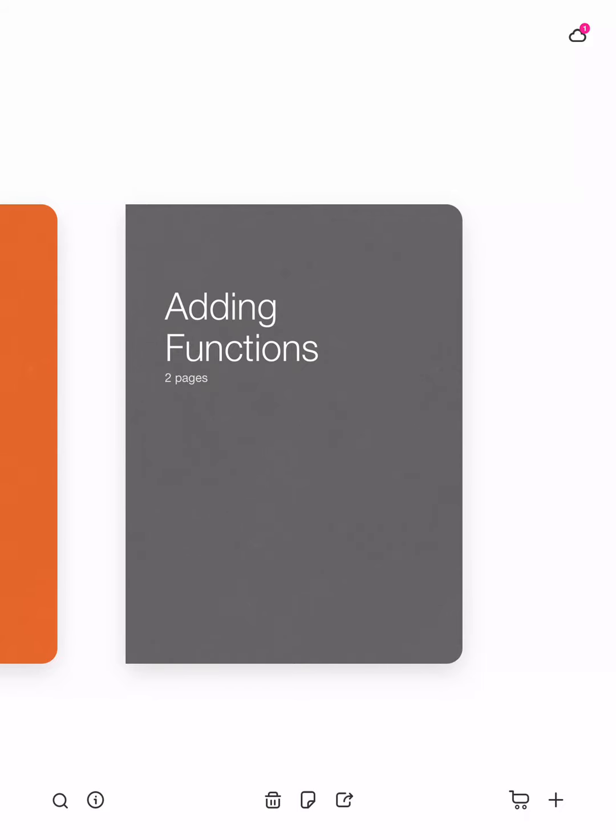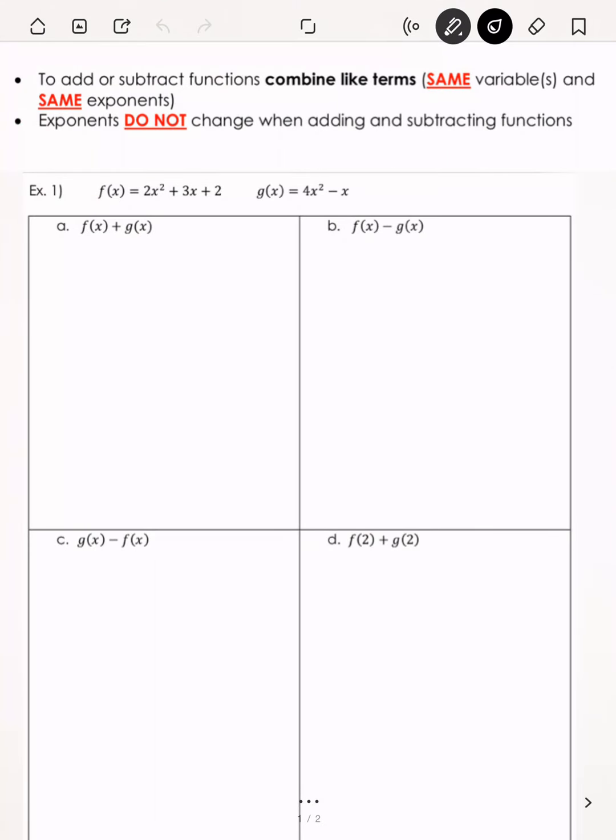This video is over adding functions, so a couple reminders to have when we do this. To add or subtract functions, you combine your like terms, which are the same variables. It could be one variable, two variables, with the same exponents. So x's with x's, x squareds with x squareds. Pay attention to those variables.